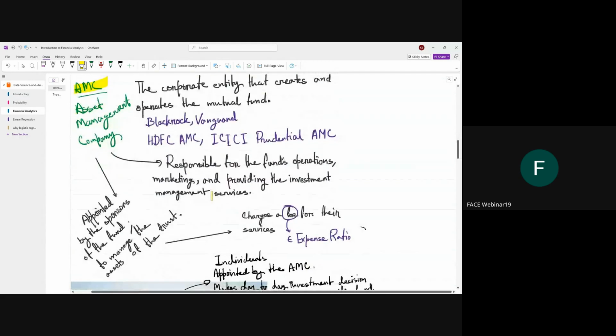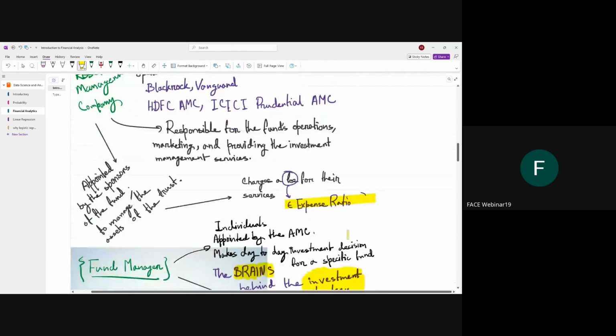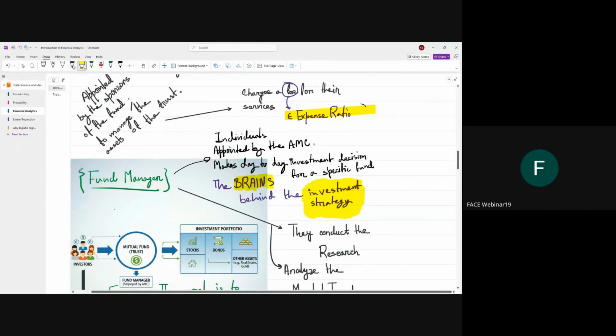And then we learned another term called expense ratio. So now let's dive down into fund managers. Your fund can have one or more fund managers. They are individuals appointed by the AMC. As I mentioned, they are the ones who make day-to-day investment decisions for a specific fund. They are the brains. They do all the hard work.